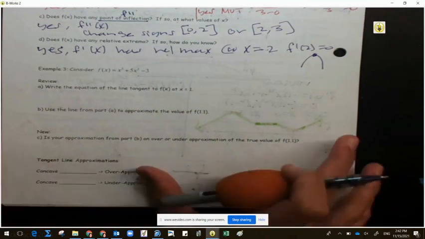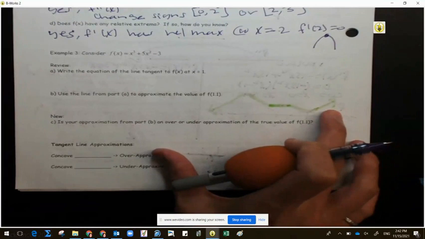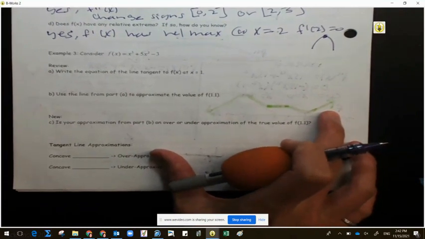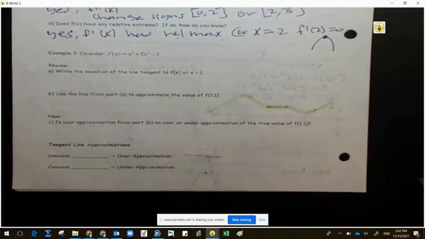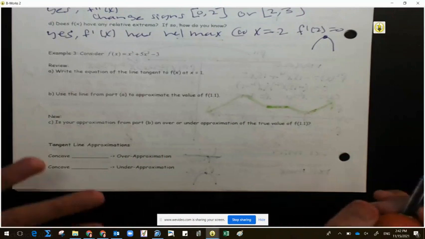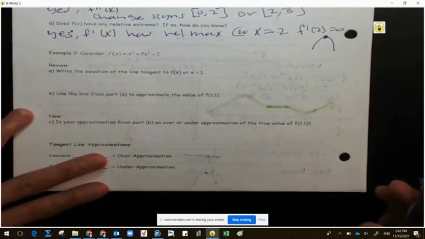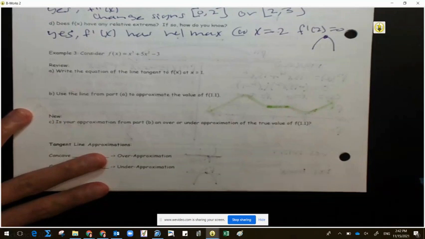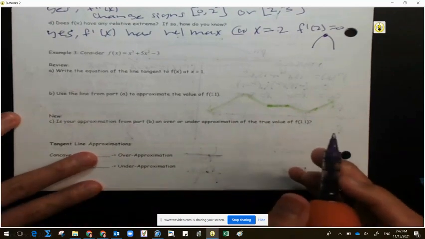Okay, let's kind of recap on tangent line. I'm still having kids not knowing how to derive what to plug in where, but that is a reality. So, Edith, go ahead and read the example. Consider f of x equals x cubed plus 5x squared minus 3. Next one. A. Write the equation of the tangent line to f of x at x equals 1.